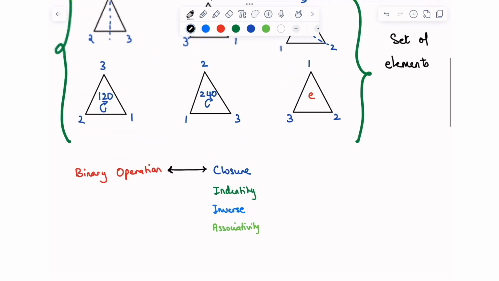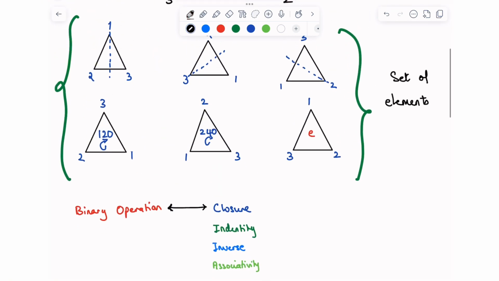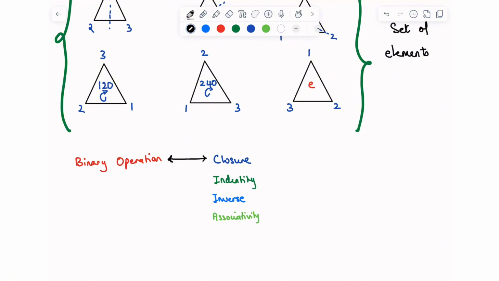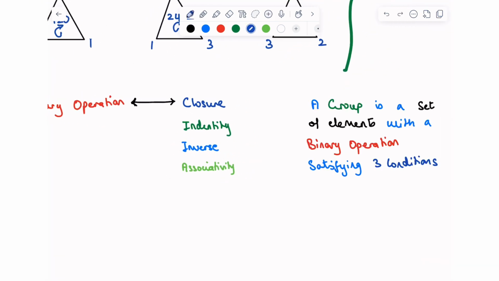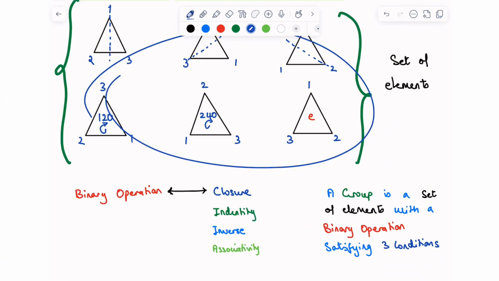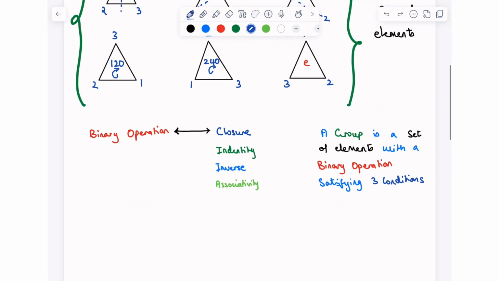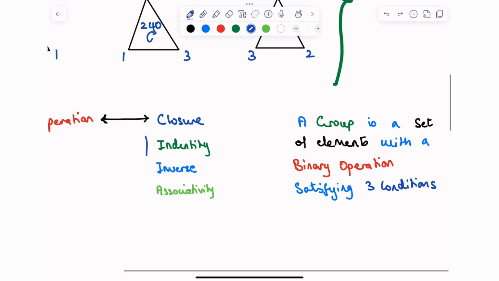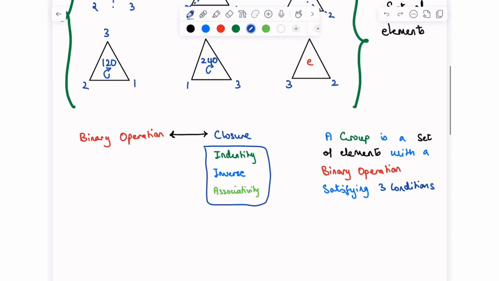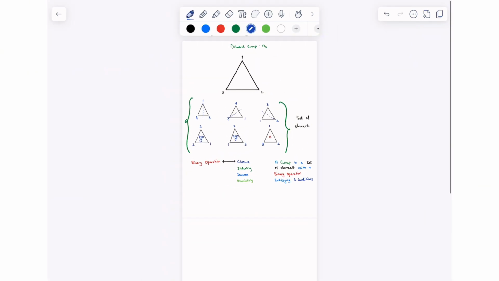So perfect. So we have a set of elements. We have a binary operation, which is just a way to combine them, doing one after the other. And then we have 3 conditions. And the condition of closure as well, which is, you know, ensured by the binary operation. So now we're ready to define what a group is. And a group is essentially a set of elements with a binary operation, so with a way to combine those set of elements such that it satisfies these 3 conditions right here. It has an identity, has an inverse, and is associative. And obviously closure is ensured by the binary operation. And this is essentially what a group is.